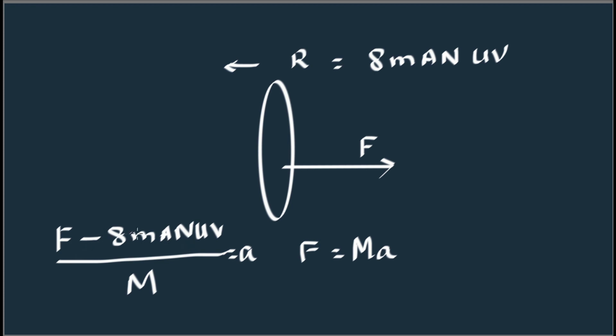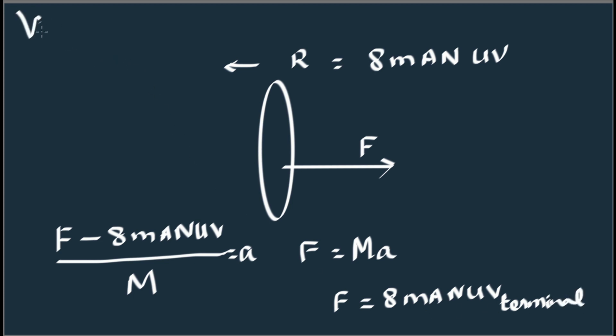As long as the force is greater than the resisting force, it accelerates to the right, it goes faster and faster. As it goes faster and faster, the resisting force increases until the resisting force is equal to F, at which point the acceleration becomes 0. At that point where F is equal to 8m a n uv, the acceleration becomes 0, the velocity becomes constant. Once the velocity becomes constant, the resisting force doesn't change. We are not changing the exerting force F, so the net force continues to stay 0. So it continues to move with a constant velocity, and this gives us the terminal velocity.